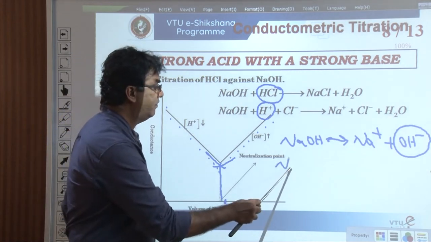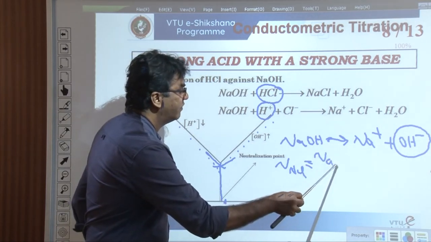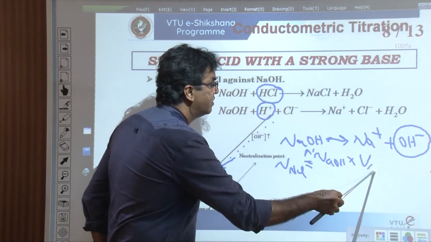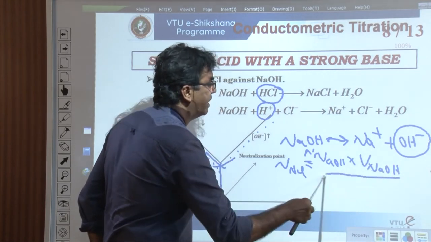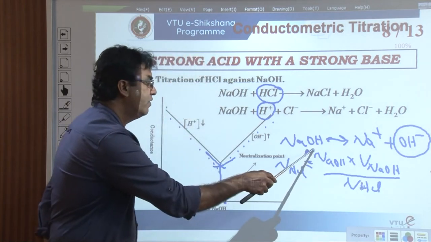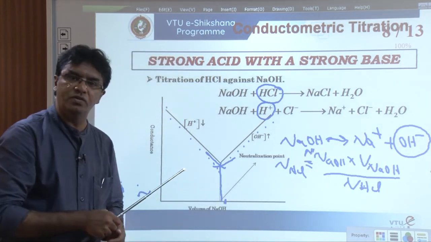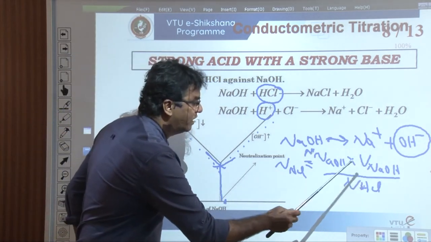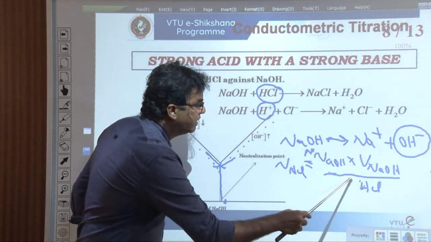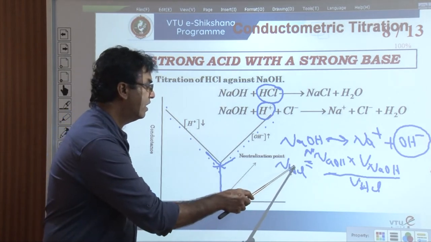So therefore, normality of HCl is equal to normality of NaOH into volume of NaOH, divided by volume of HCl. Normality of NaOH is known to us because we take a standard solution of NaOH, and volume of NaOH is from the graph. This is the volume of NaOH required to neutralize 50 ml of the HCl. Volume of HCl is 50. Substitute the values, and you are going to get the normality of HCl.